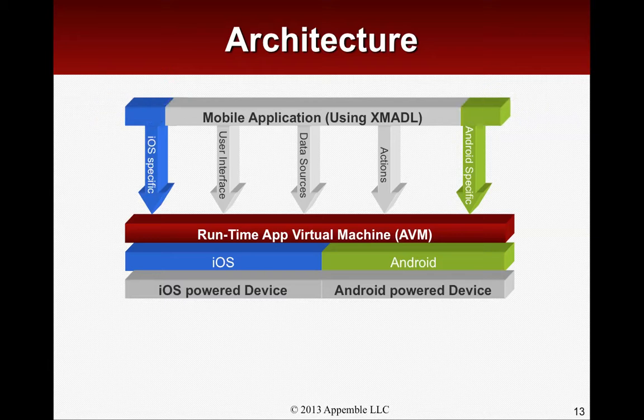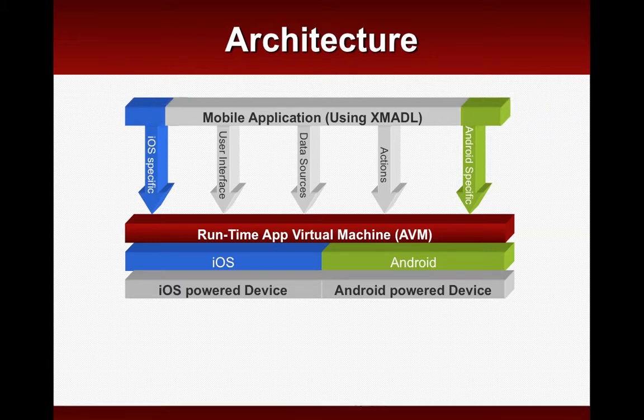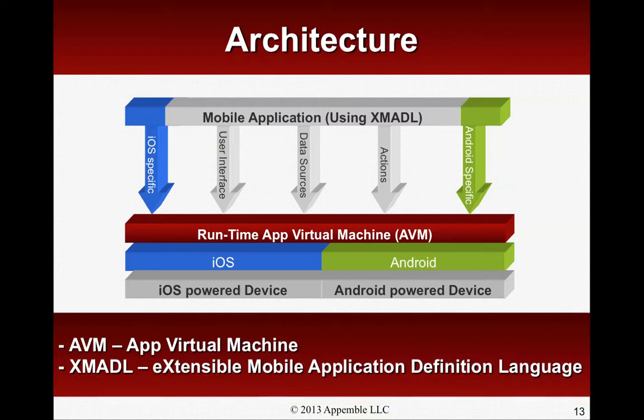This is pretty cool. The AVM abstracts much of the underlying SDK's functionality. So if you define a text control, it is rendered as a text view in Android, and on iOS it is rendered as a UI label.